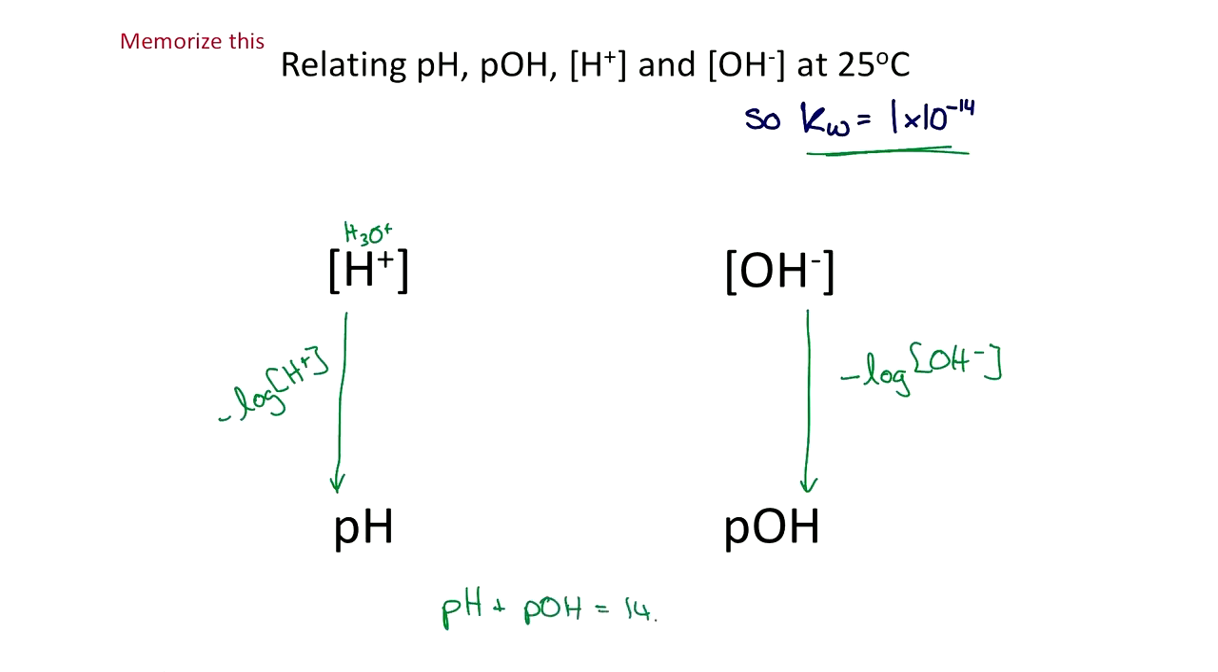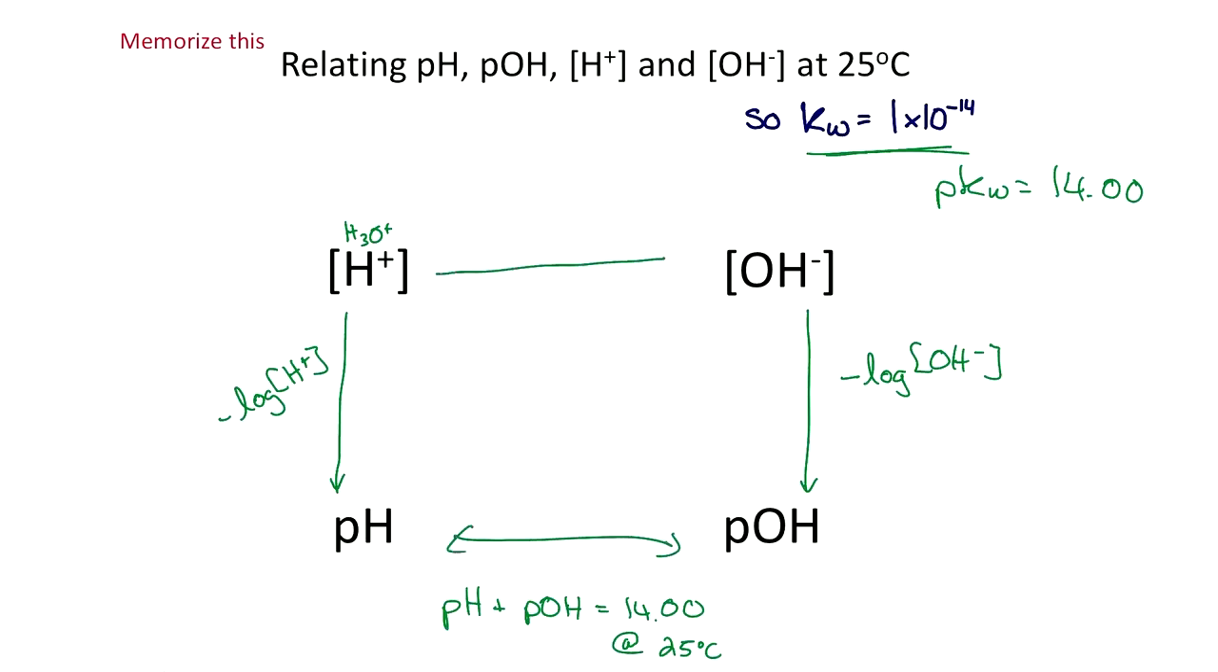The question is, why 14? It's because pKw, if we take the negative log of 1 times 10 to the negative 14, we get 14. That's why. All right. So yes, pH and pOH add up to 14, but again, only at 25 degrees Celsius. So that's how we relate those two things.